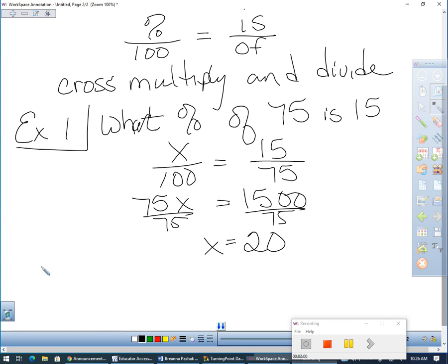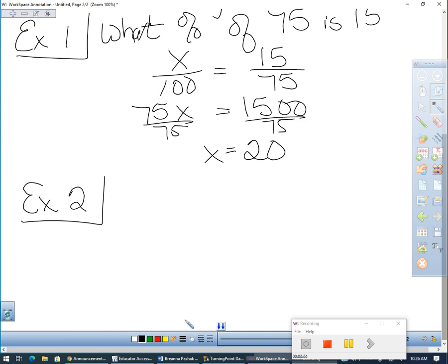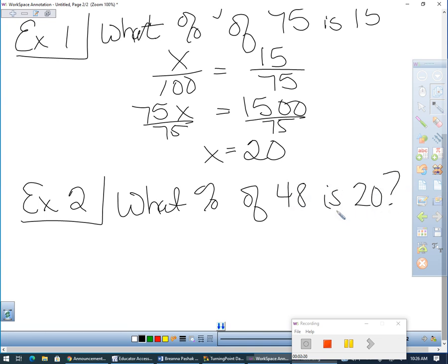Exactly. Let's do another one. Again, trust me. Example number 2. Let's go with: what percent of 48 is 20? So again, our first ratio, we don't know what percent, so we're going to put a variable there. X over 100 equals is. What number is? 20 over of.